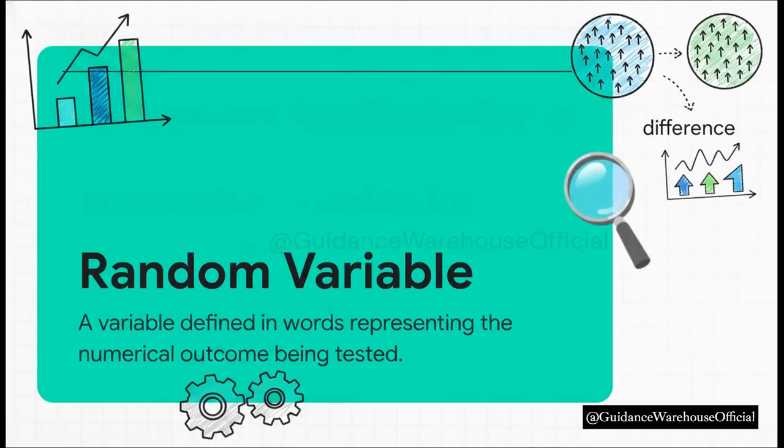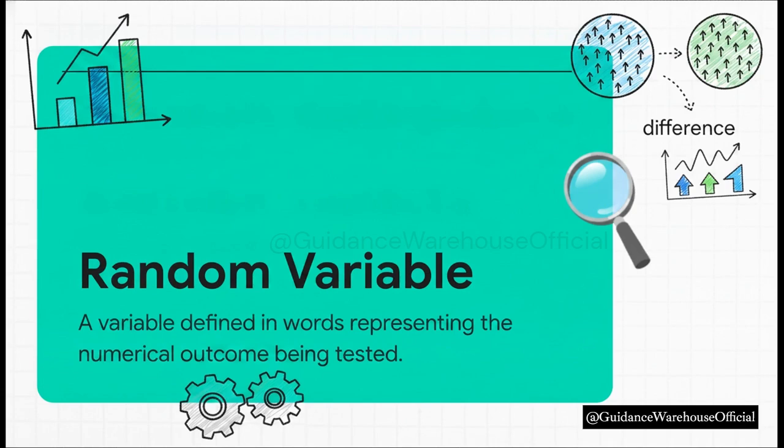But wait, before we can crunch any numbers, we hit step 2. We must clearly define our random variable in words and choose the appropriate mathematical distribution. A random variable is simply a variable defined in words whose values are the numerical outcomes of our test.